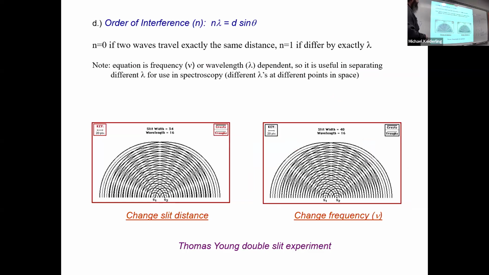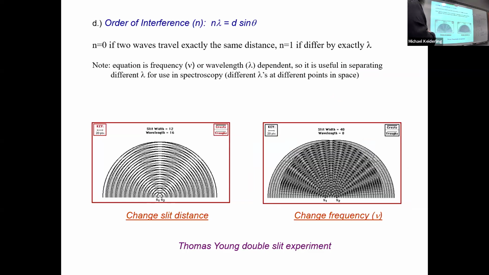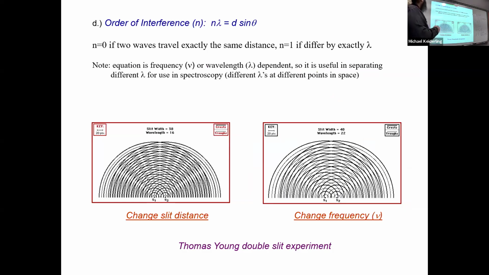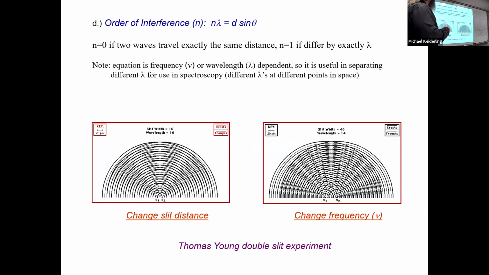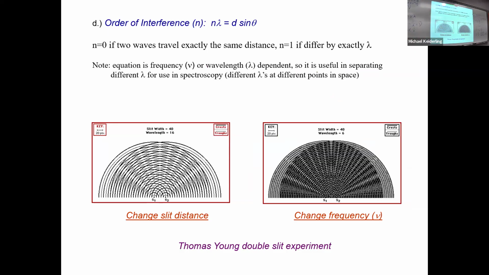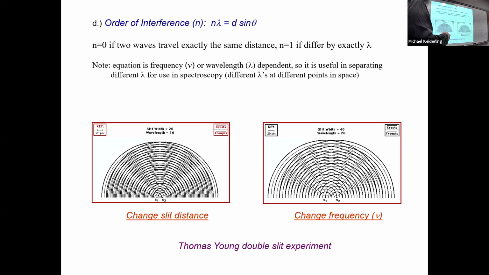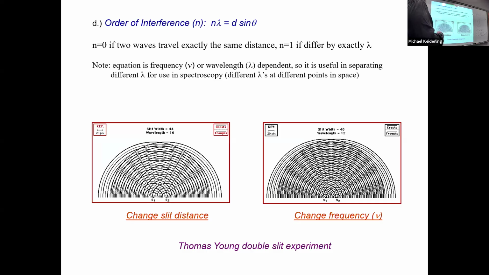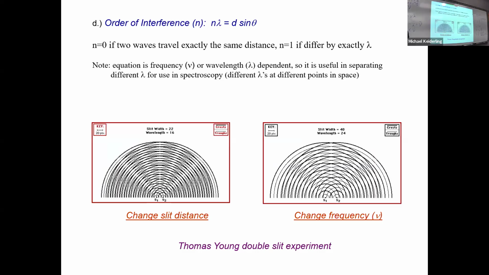So you can either change the slit distance, you get different patterns, or if you change the frequency, you get different patterns. And the order of interference is some n times the wavelength equals distance times the sine of the angle. That'll tell you where the various sums are, where you're going to get peaks. So this equation is wavelength dependent, so it's useful in separating different wavelengths for use in spectroscopy.